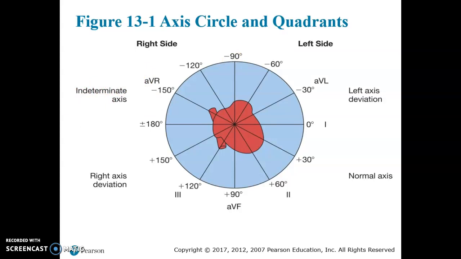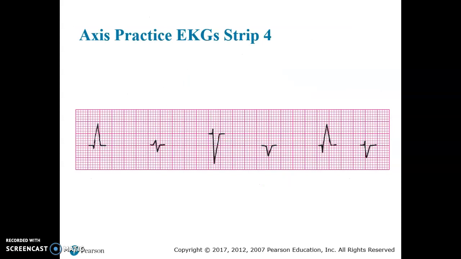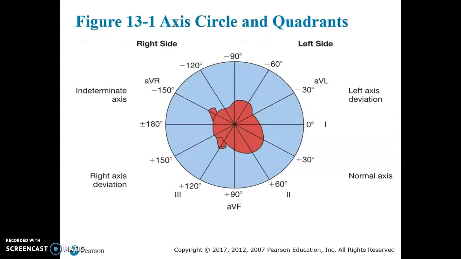Scrolling on down to strip 4, we have a positive in lead 1 and a negative in the AVF. So let's go back to slide 15. With strip 4, we have that positive in lead 1 and we have that negative in AVF. So if we're going positive here, we're going to travel to the right and put a mark here. And if we're going negative, we're going to travel up. So that's going to give us a left axis deviation.